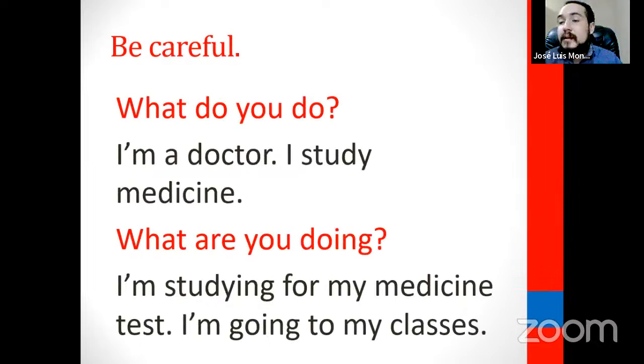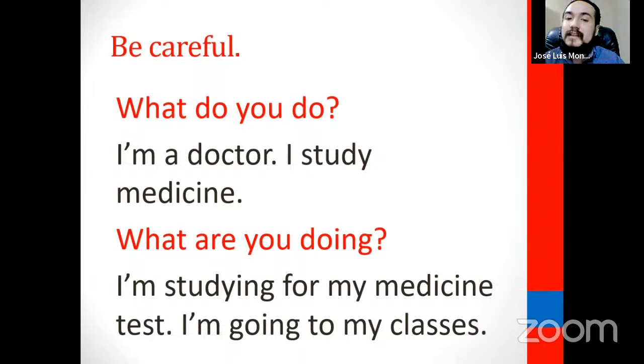Okay. And again, to be sure that we understand the difference, when we have a question in the simple present, we refer to what? To facts, to routine, to habits, to things that happen every day, right? So this is general. So what do you do means that I want to know what you do on a daily basis. So I'm a doctor. I study medicine, right? That's your general description. But what are you doing is not your general description, it's what are you doing now or these days, or again, this specific period of time.